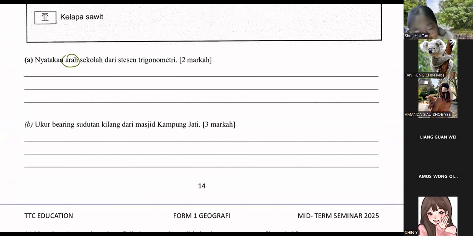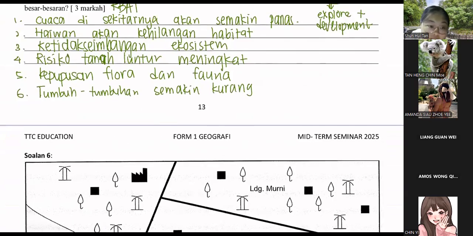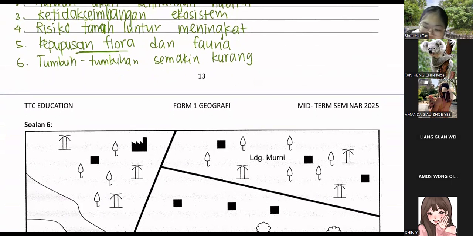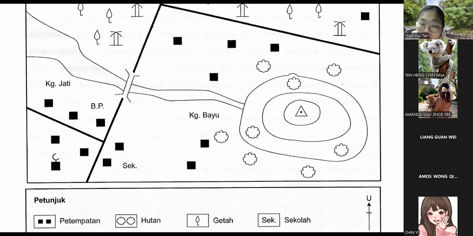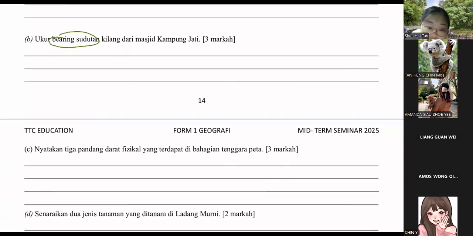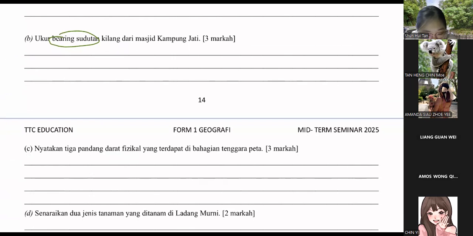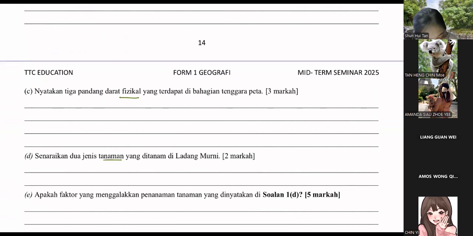Nyatakan arah. Ukur bearing sudut. Yeah, plants extinct. Kepupusan flora. Flora means plants. The extinction of plant, the extinction of animals. Now, you see, they might mix and ask you. That's why you will see, physical. Here, dua jenis tanaman. Tanaman means the plantation, the crops.